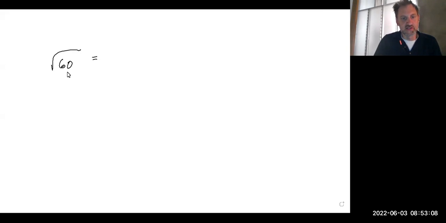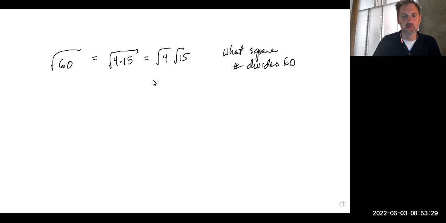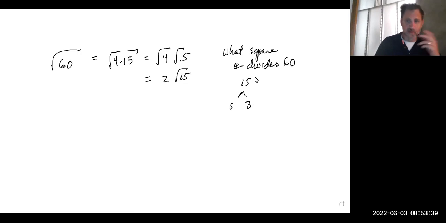So the way I think about this is, what square number divides 60? And so I'm thinking 4 times 15 is the same as 60. And so the square root of 4, the square root of 15, I can break those up. And now I have 2 square roots of 15. There's really nothing left to do because 15 is just 5 times 3. And so there's no perfect square there that's going to simplify this any further.